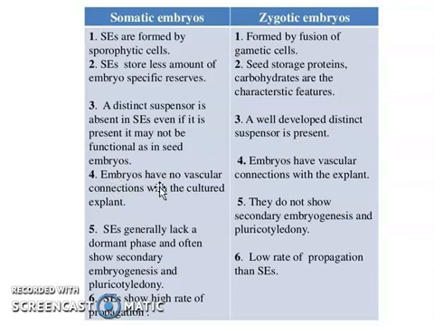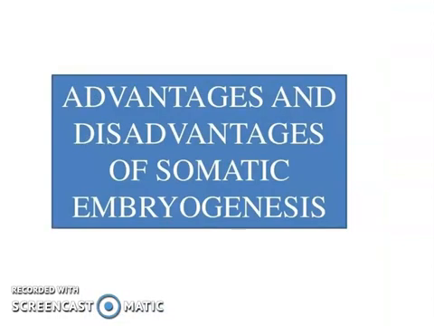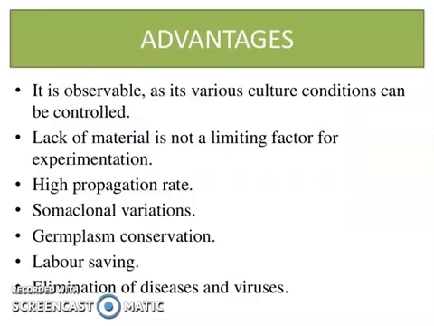In somatic embryos, embryos have no vascular connection with the cultured explant, whereas in zygotic embryos, embryos have vascular connection with the explant. Next point, somatic embryos generally lack a dormant phase and often show secondary embryogenesis, whereas zygotic embryos do not show secondary embryogenesis. Next point is somatic embryos show a high rate of propagation, whereas zygotic embryos have a lower rate of propagation than somatic embryos. Then next is advantages and disadvantages of somatic embryogenesis.